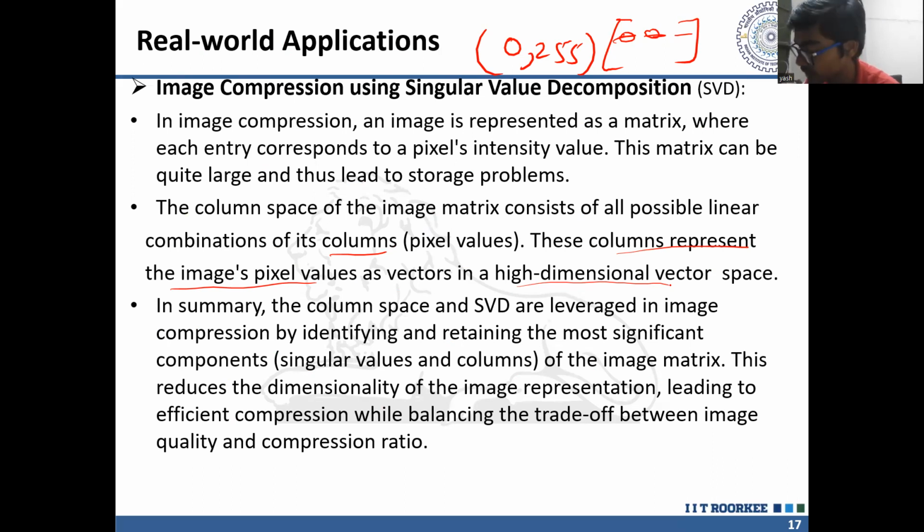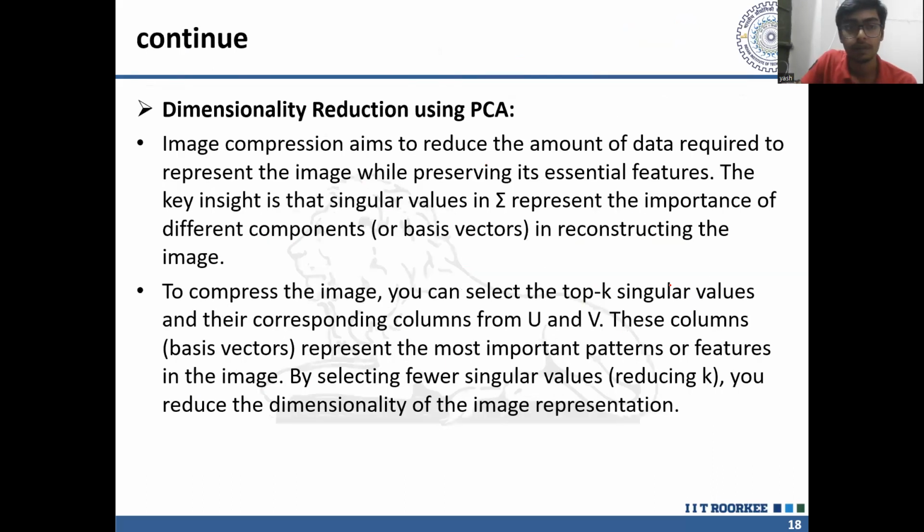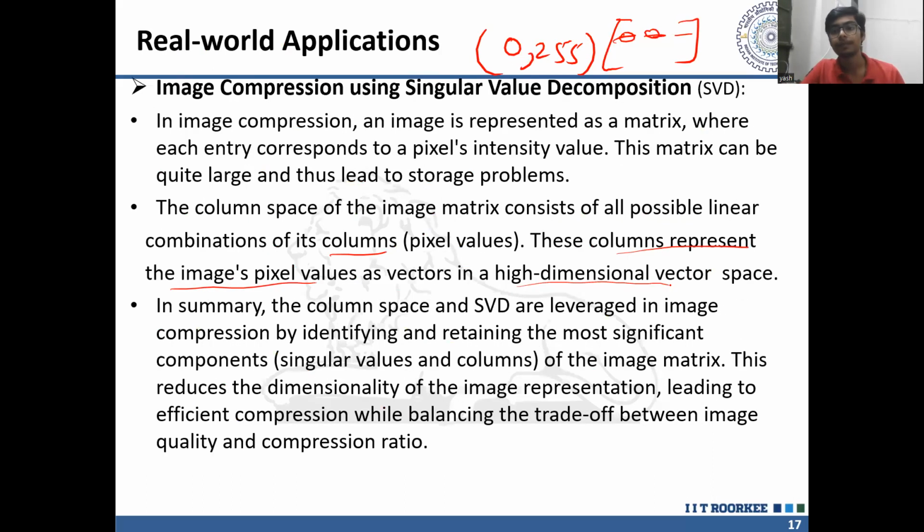This reduces the dimensionality of image representation, leading to efficient compression while balancing the trade-off between image quality and compression ratio. What this means is that we can choose the selected columns and leave the other ones. So it will basically be the column space. Here we can use that if we have better knowledge of the column space.